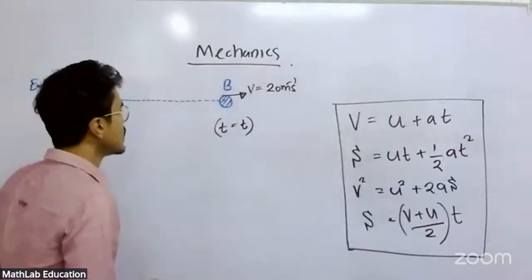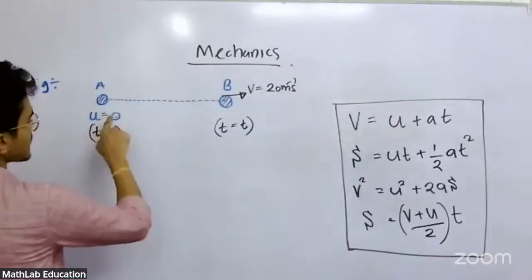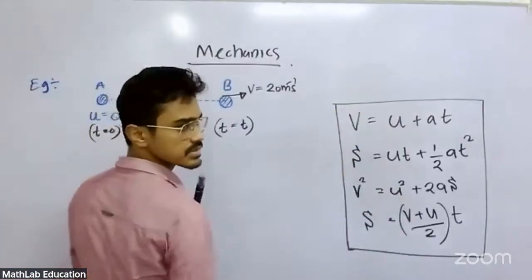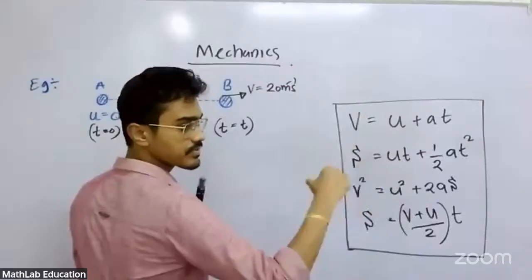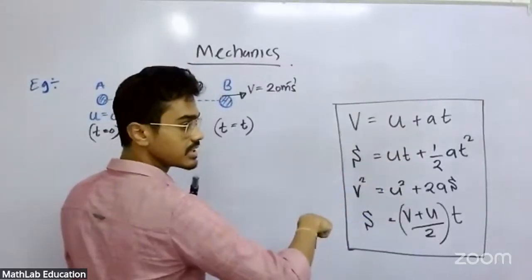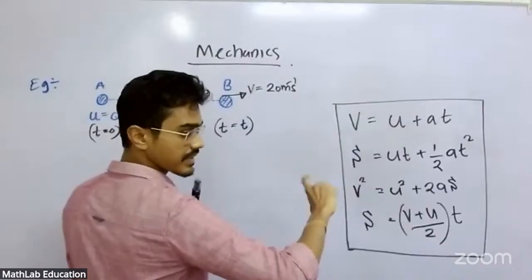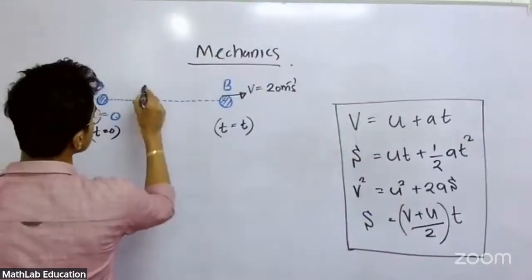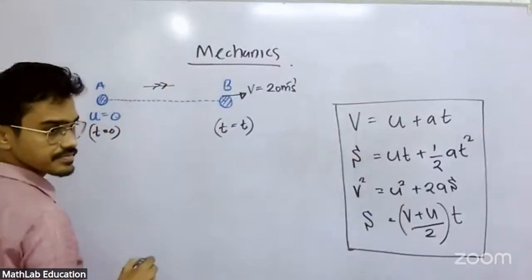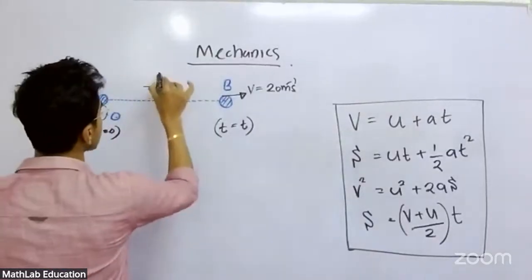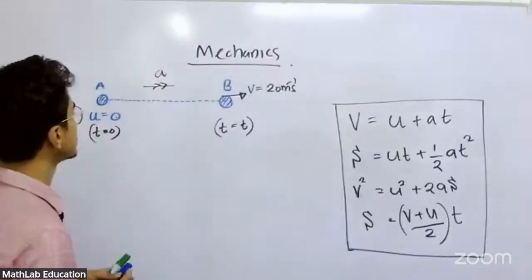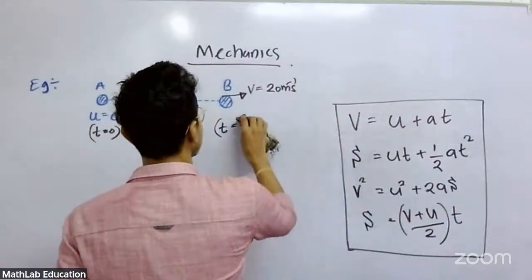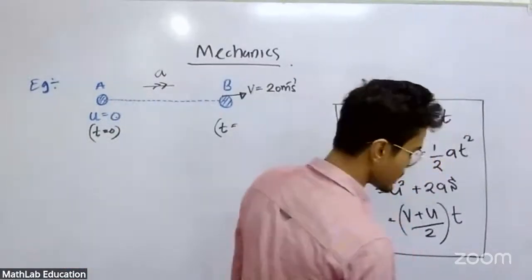Now, if this object has increased its velocity from 0 to 20, it has accelerated. Acceleration is the rate of change of velocity. If the velocity increases, there is an acceleration; if the velocity decreases, there is a deceleration. Therefore, from here to here, this object has an acceleration, let's say a. To show you an example calculation, let me assume this motion has consumed 5 seconds.